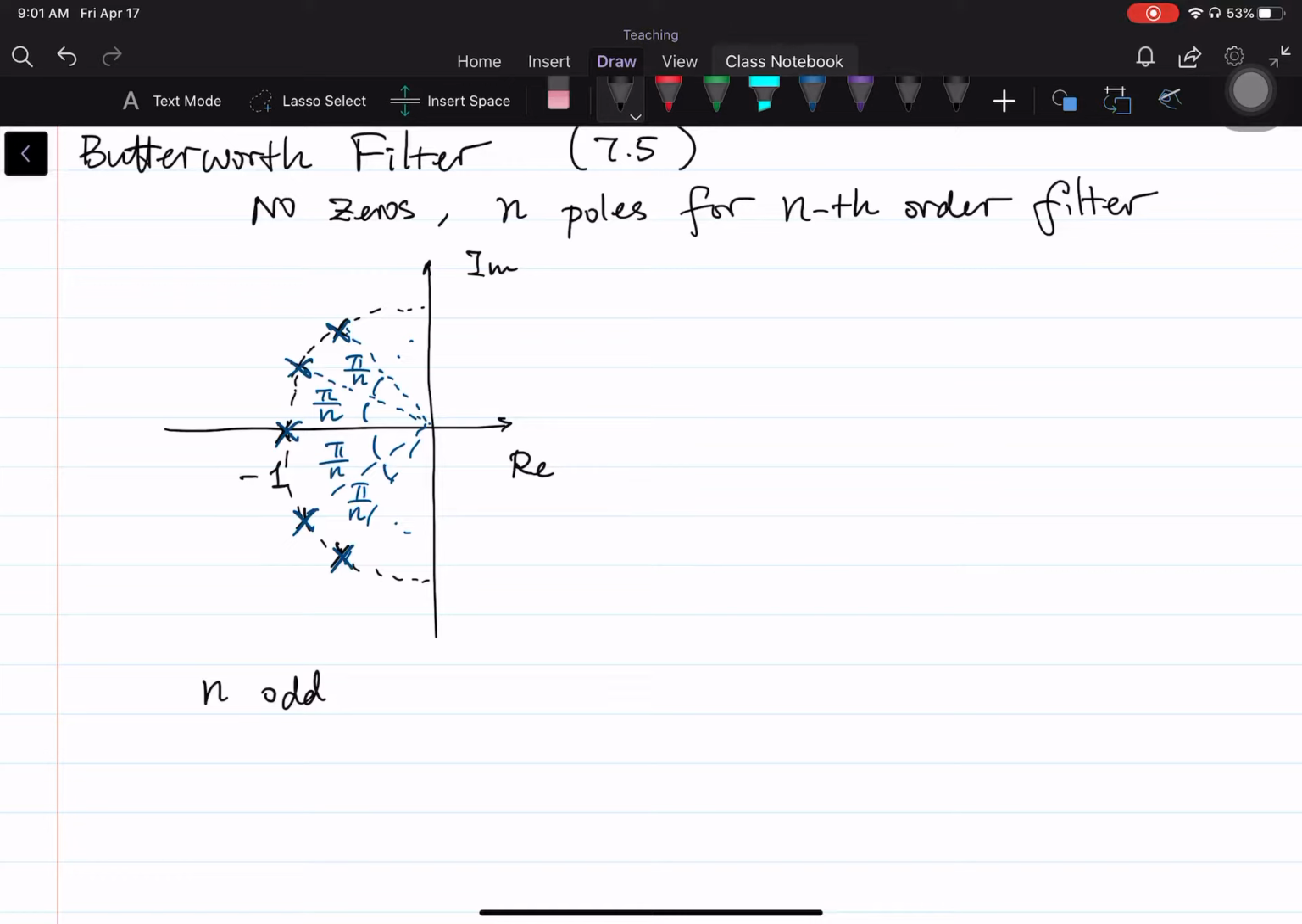So if we do this, you have a pole at -1. You should have (n minus 1) over 2 poles above the real axis and (n minus 1) over 2 poles below the real axis, since each one of them has to have its complex conjugate. Okay, and there goes the case where n is an odd number. If n is an even number, the story is similar but not exactly the same.